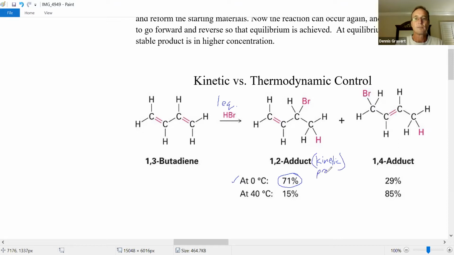We're at low temperatures, 0 degrees. But if you warm it up just beyond body temperature, which is about 37 degrees Celsius, so take it out of the ice water and let the reaction go at a little higher than room temperature, now you don't get the major product being the kinetic product. Now it's over here. It's a 1,4 adduct. That's your thermodynamic product, the more stable product, the di-substituted product.